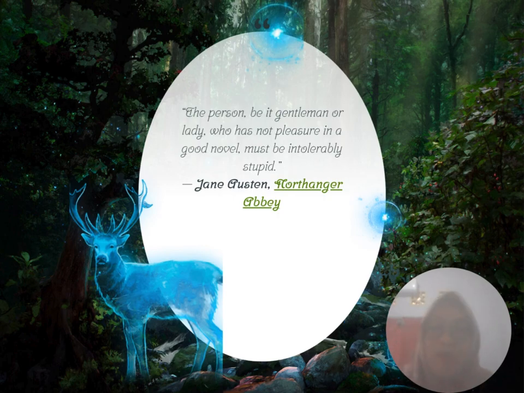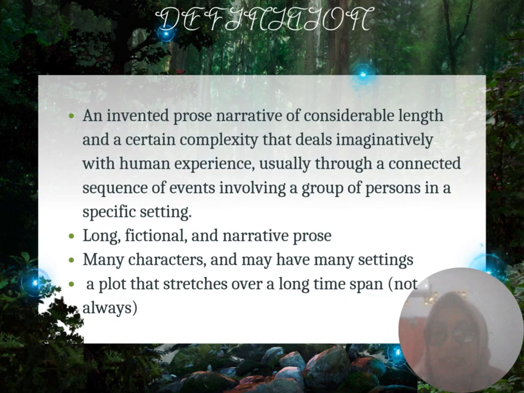Okay, guys, before we move too far to the elements of the novel, now we would like to see the definition of novel. So novel is invented prose. Since it is a prose, the same as short story, it shares the same elements. So no wonder it is a prose narrative of considerable length and a certain complexity that deals imaginatively with human experience, usually through a connected sequence of events involving a group of persons in a specific setting. So we know that in a novel we will have more than one person as the characters, a group of persons, and then we will have imagination there. It is a narrative, so it's a story.